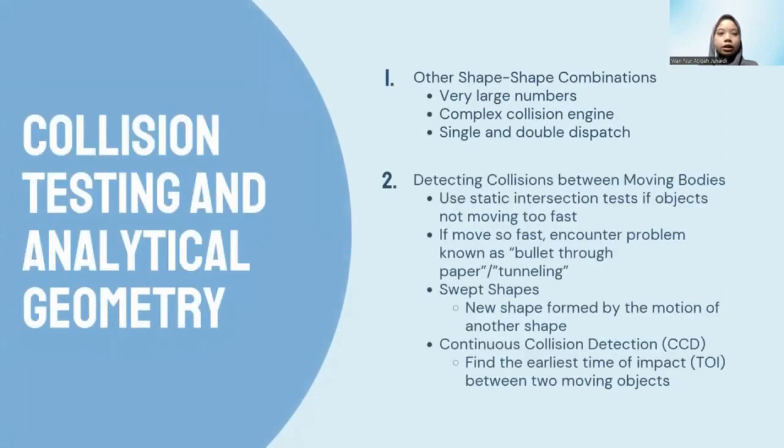Okay, firstly is collision testing and analytical geometry. There are two: first, the ideal shape-shape combination, which has large numbers, and there are two dispatch users, which are single and double. For the second one, if objects are not moving too fast, it uses a static intersection test. But if they move so fast, it will encounter a problem known as bullet through paper or tunneling. And the solutions are spreadsheets and CCD.